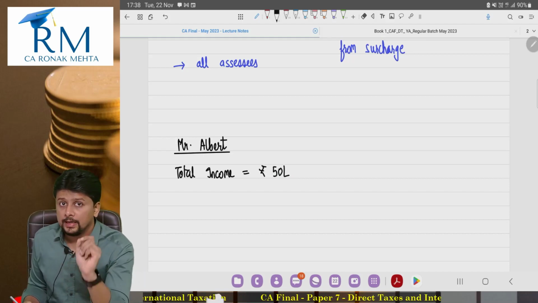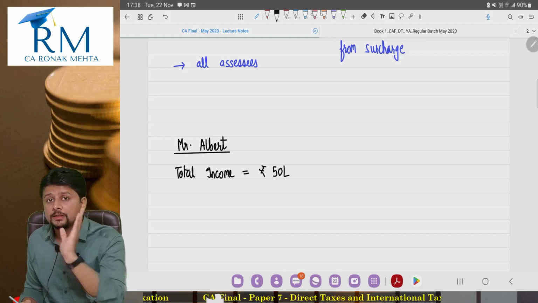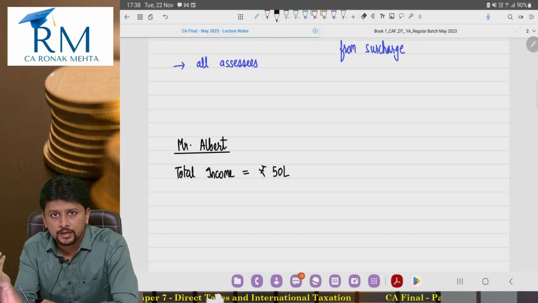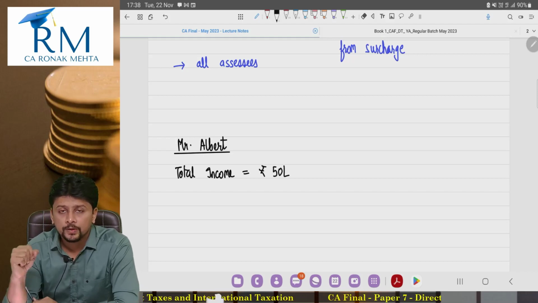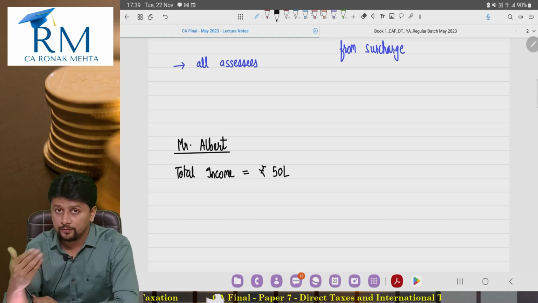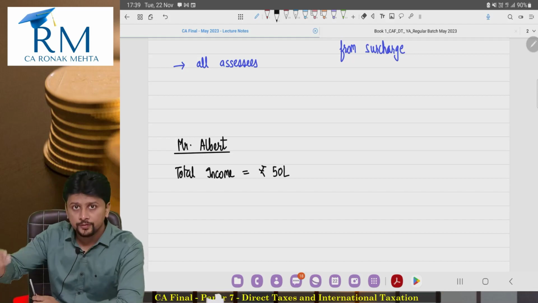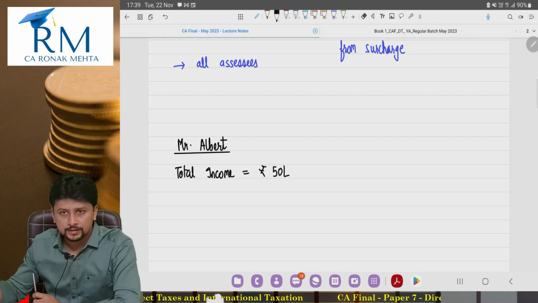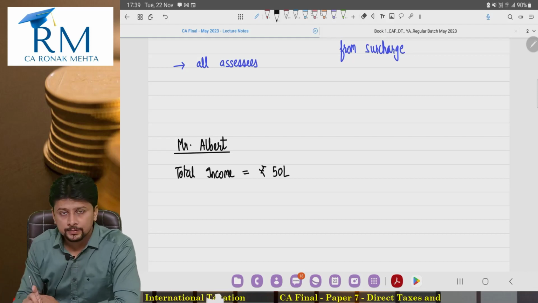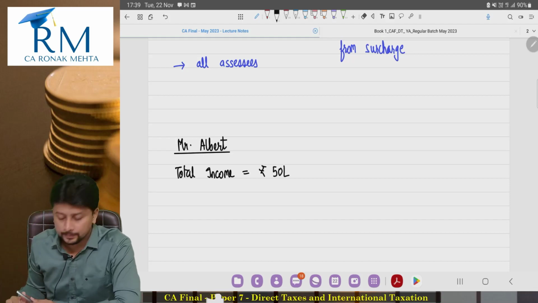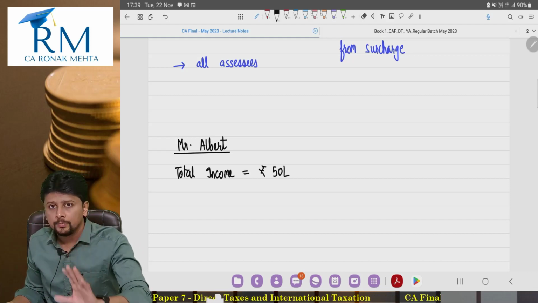Surcharge will apply if the total income exceeds the threshold of 50 lakhs. For individuals the threshold is 50 lakhs, for partnership firm it is 1 crore, for domestic company and foreign company it is 1 crore and 10 crore. In fact for individuals there are various thresholds: 50 lakhs, 1 crore, 2 crore and 5 crores. But for all the assessees, the concept is that the total income should exceed that limit.